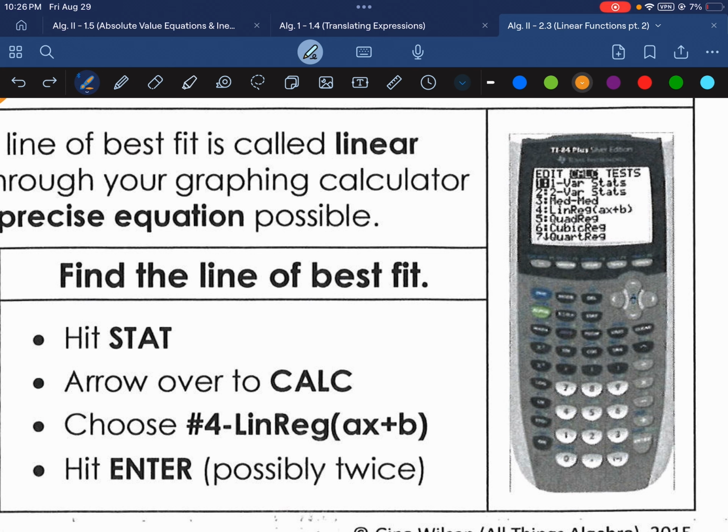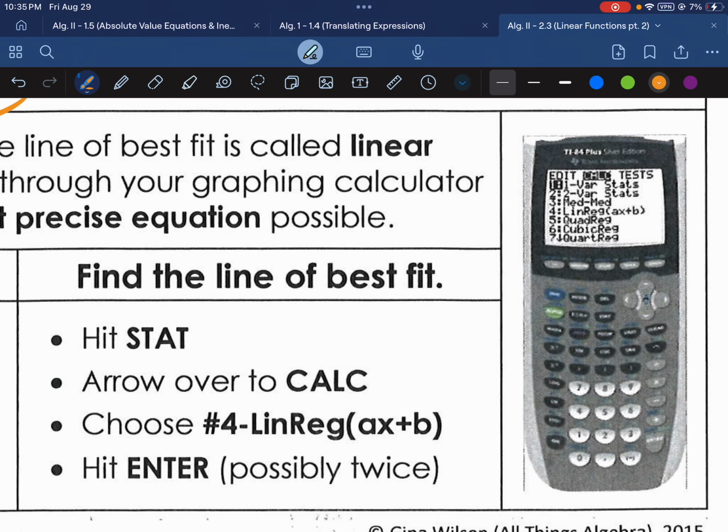Then we'll arrow over to calc, so we can see this top menu again where it goes edit, calc, tests. We'll arrow over from edit to calc by using this right arrow over here. Once we do that, we're going to go down to this fourth option where it says linear regression ax plus b. That just means y equals mx plus b, but instead of m, it's using a. You can either arrow down and then enter, or once you're in this menu, you can hit the number 4 and it automatically does the fourth option. And once you do that, you'll hit enter.